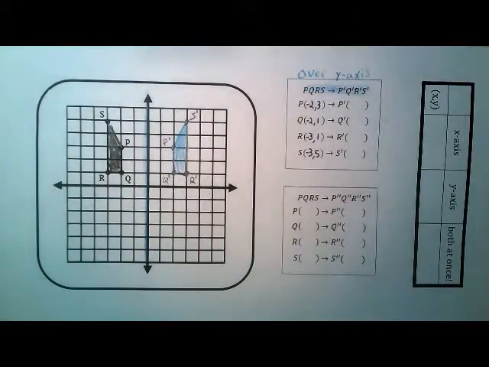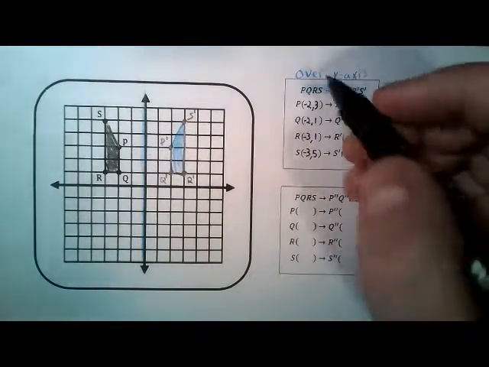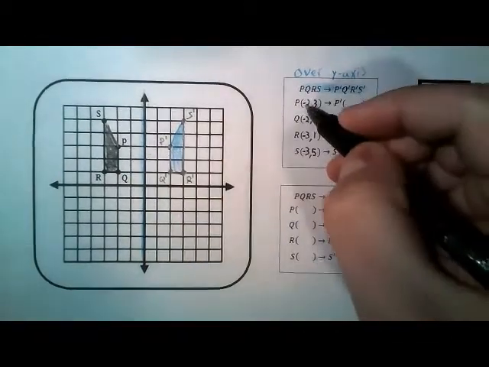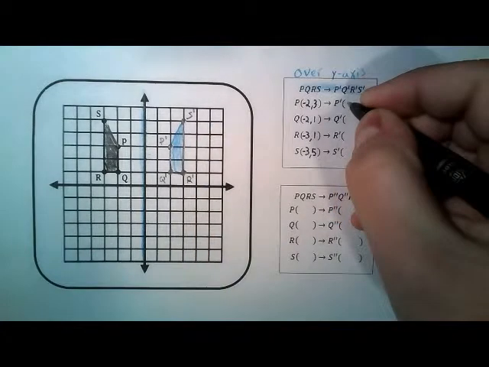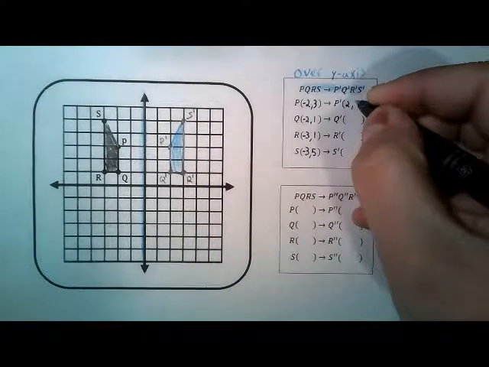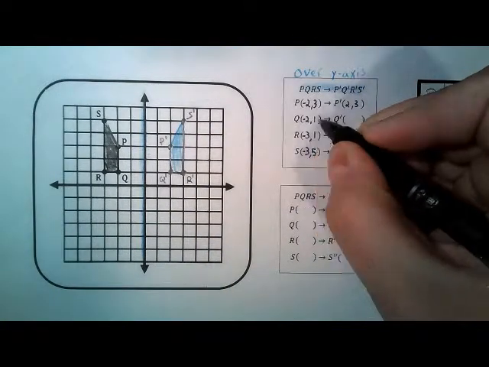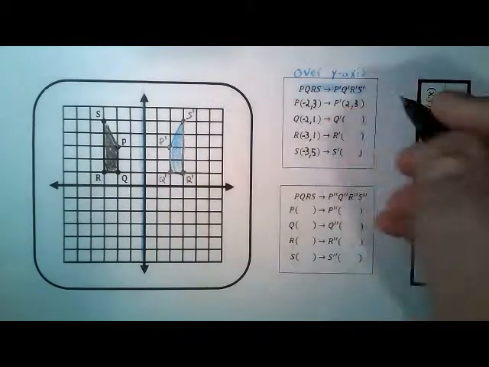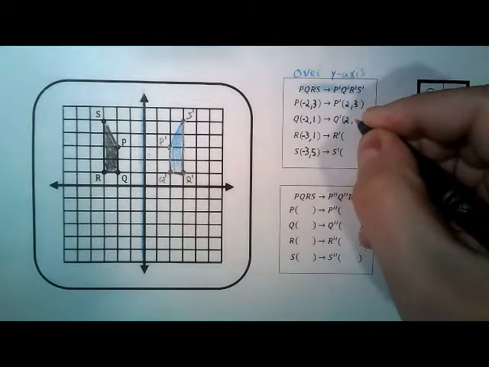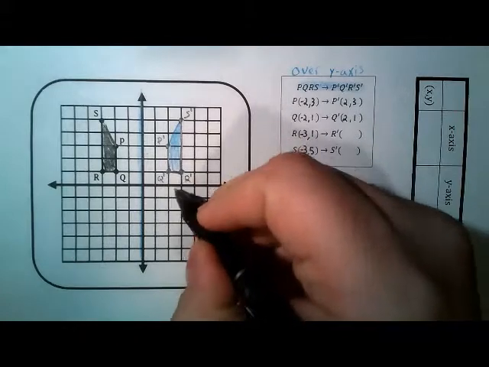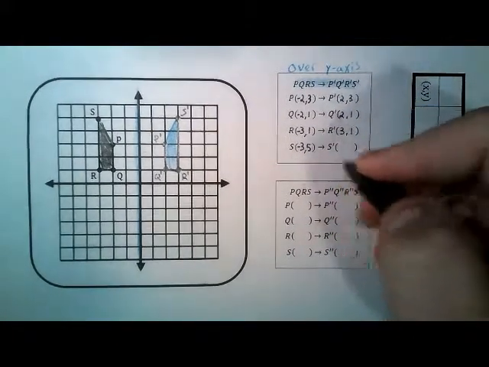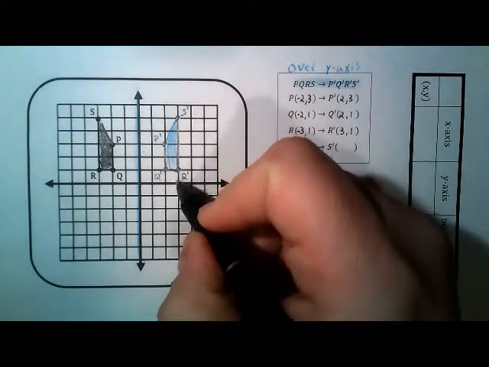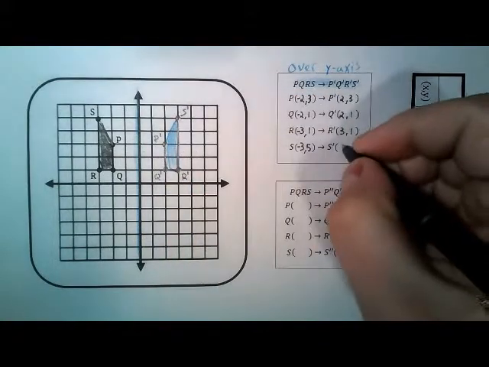Now let's take a look at how the coordinates change. So P to P prime went from -2, 3 to +2, 3. The new Q is at 2, 1. The new R, 3, 1. And the new S is at 3, 5.